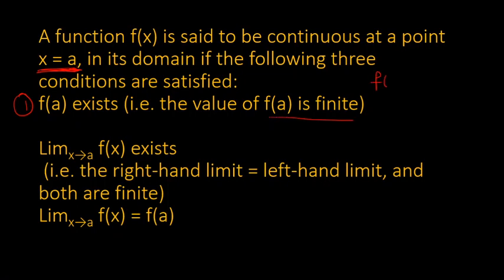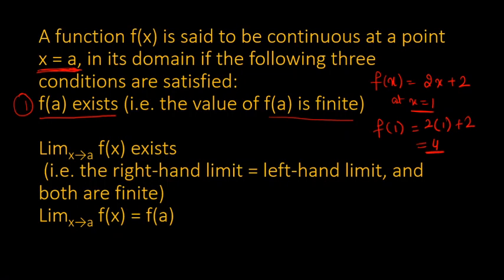For example, if we have a function f of x is equal to 2x plus 2 and we have to check its continuity at x is equal to 1, then what is the meaning of f of a exists? Means that we have to check the value of the function at this particular point. F of 1, we just have to replace x with 1. So 2 into 1 plus 2, the value of function will be 4. This is finite, so it exists. F of a exists.